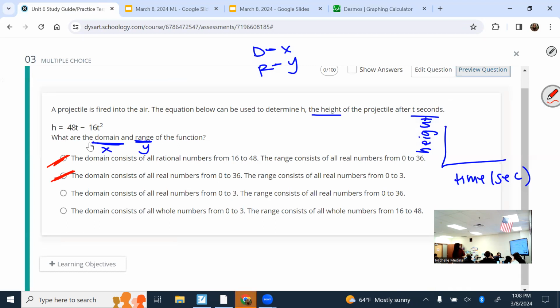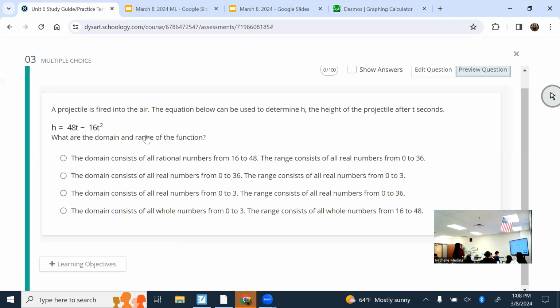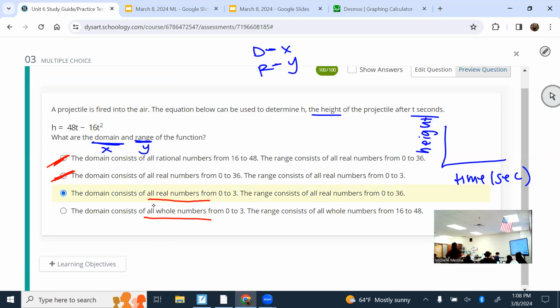And they use different phrases here. Is it going to be all real numbers from 0 to 3 or all whole numbers from 0 to 3? All real numbers. Because all whole numbers would exclude the decimals, and we already said time can be a decimal. We can have decimals of a second. So I already know my answer just based off of that.